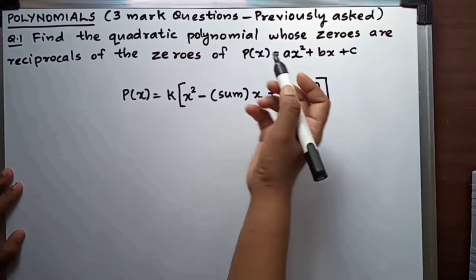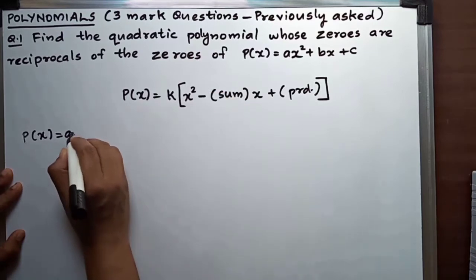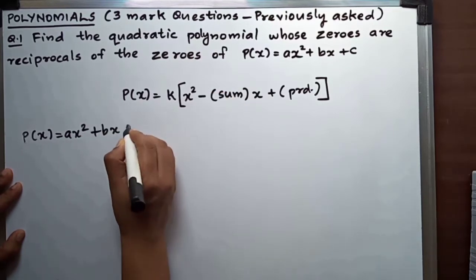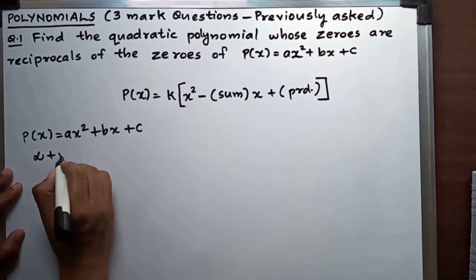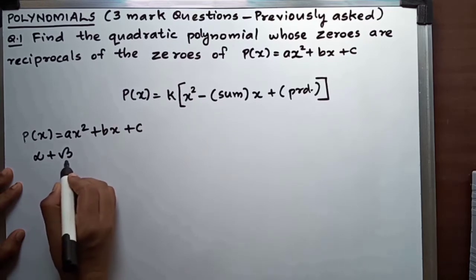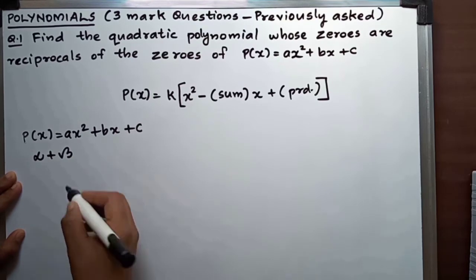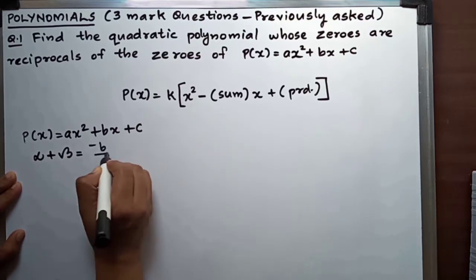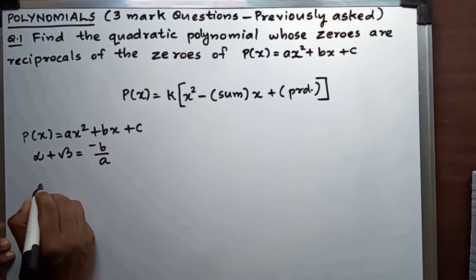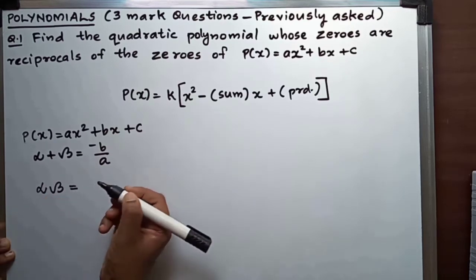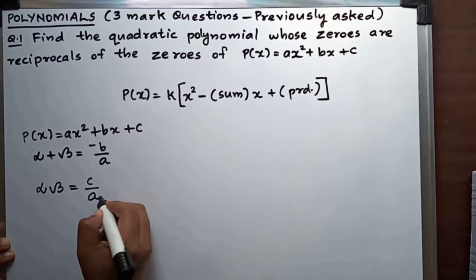Okay. Here the given polynomial p of x is equal to ax square plus bx plus c. So let us take alpha and beta as the zeros here. Sum of zeros is minus b by a. We have learned it. Sum of zeros is minus b by a and product of zeros, alpha beta are zeros of this polynomial. Product of zeros is c by a.